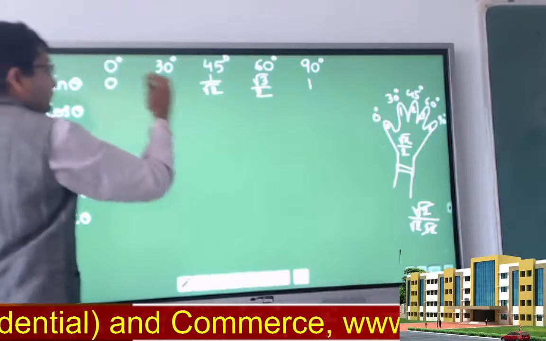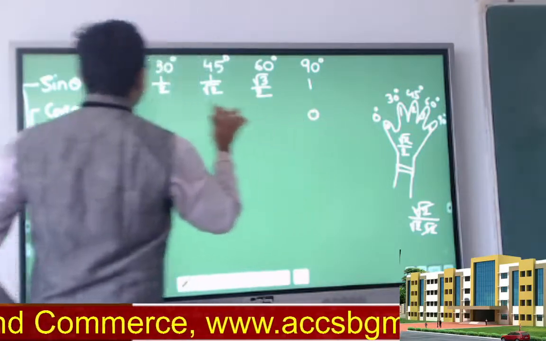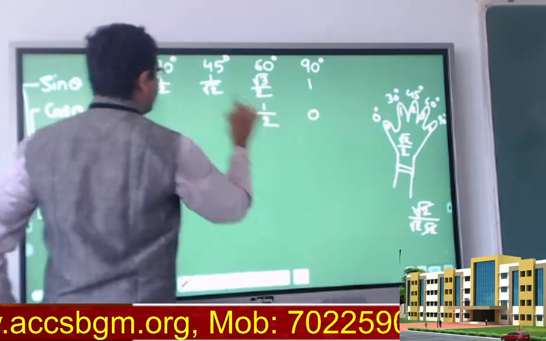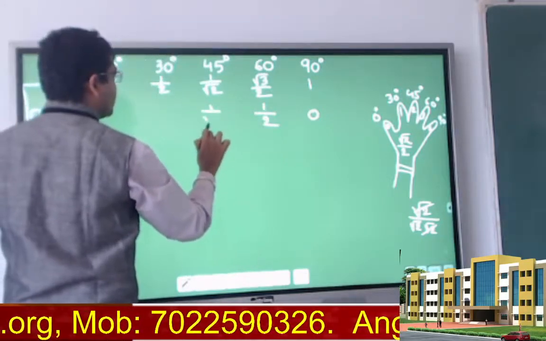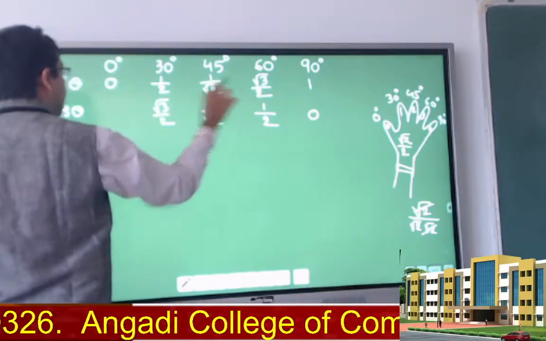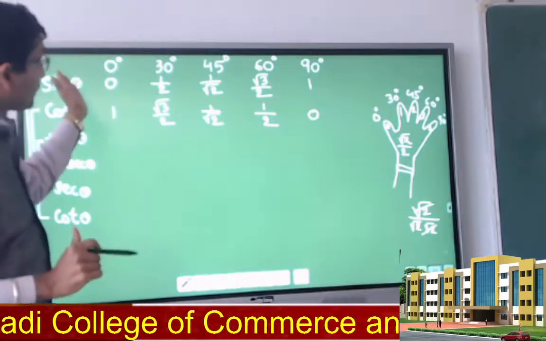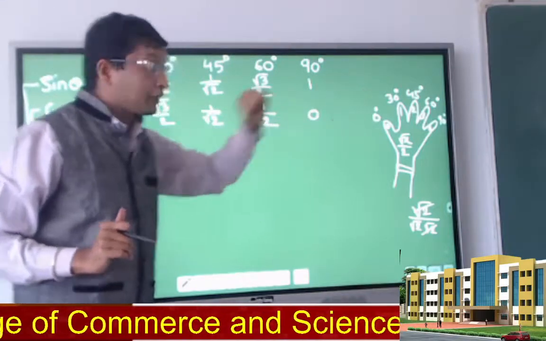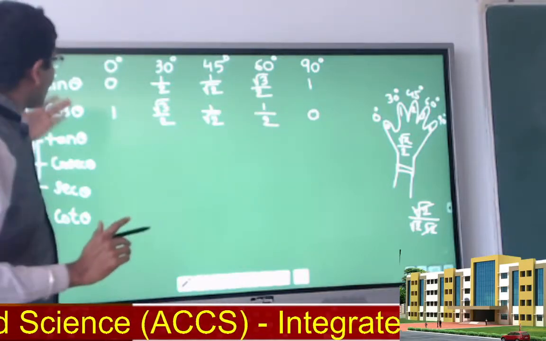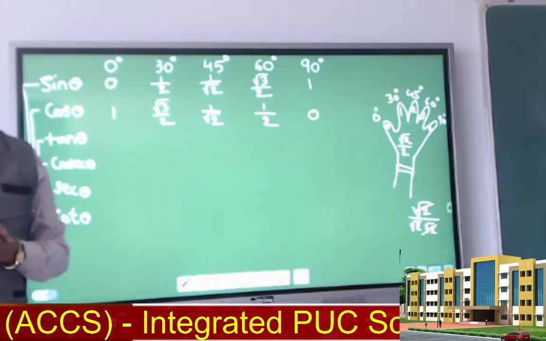So 0, no, I am taking 1. Yes, 1 by 2, 1 by 2 I am writing. 1 by root 2. Then root 3 by 2. What is written left to right, I have represented as right to left. So all the cos values I have written.